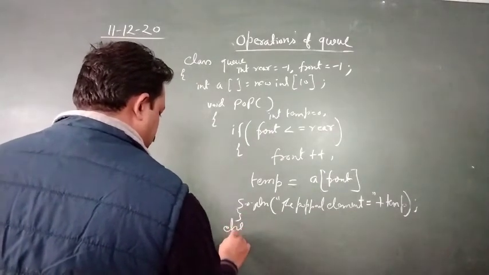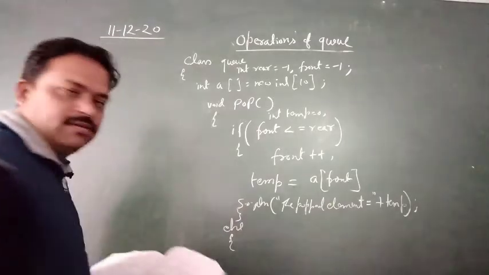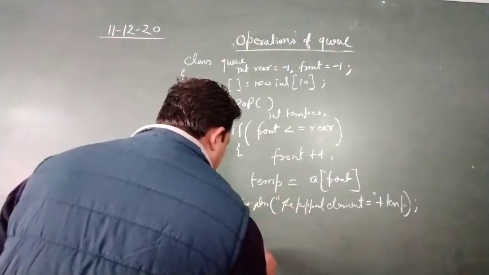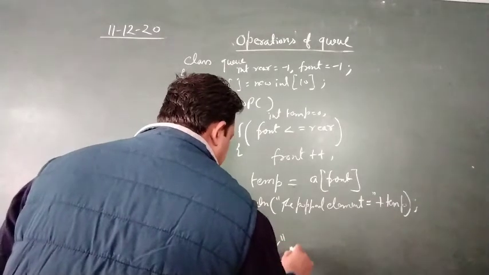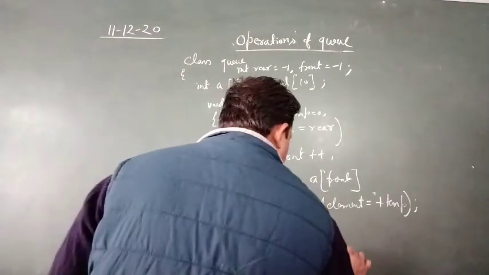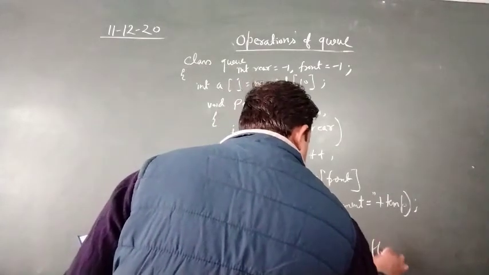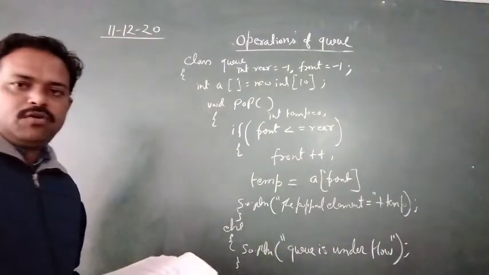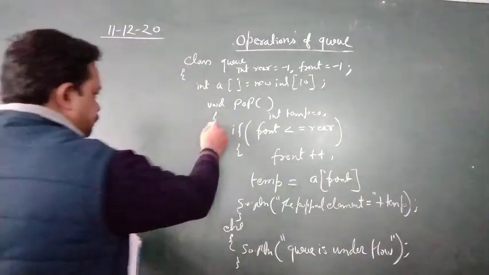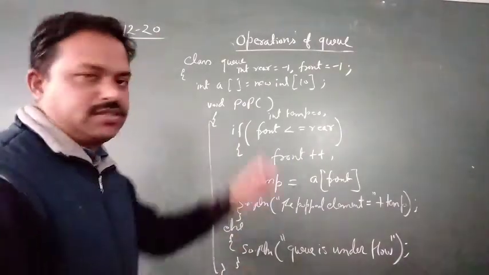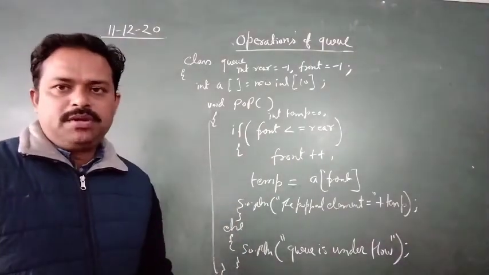Else, if you are calling this function several times, a time will come when we need to say system dot println Q is underflow. Underflow means empty. This is the closing of the pop function.